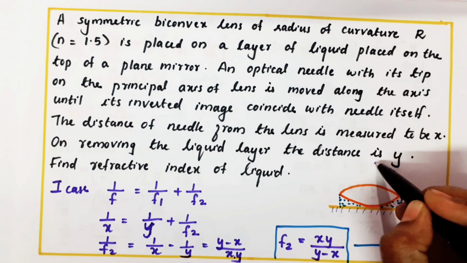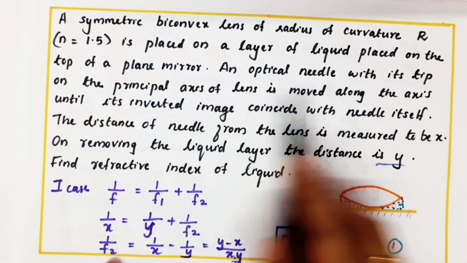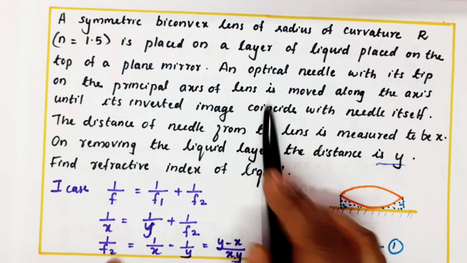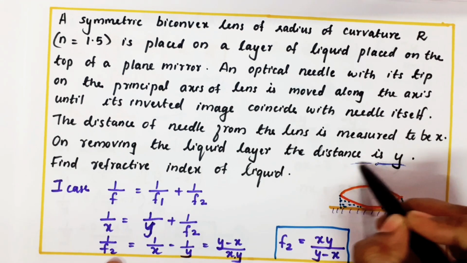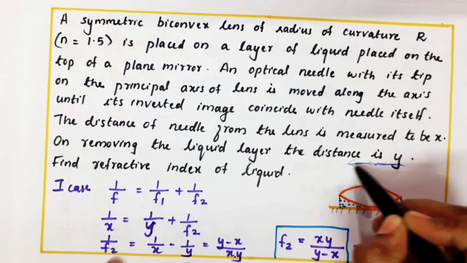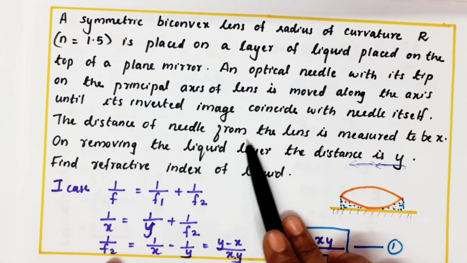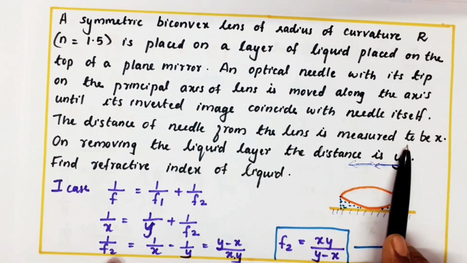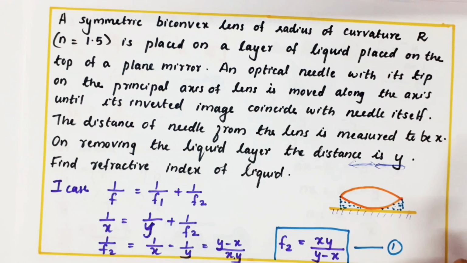Here you are keeping an optical needle. An optical needle with its tip on the principal axis of the lens is moved along the axis until its inverted image coincides with itself. The distance of the needle from the lens is measured to be x. On removing the liquid layer, the distance is y.